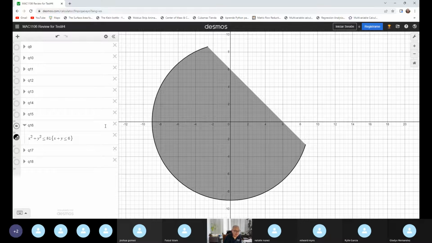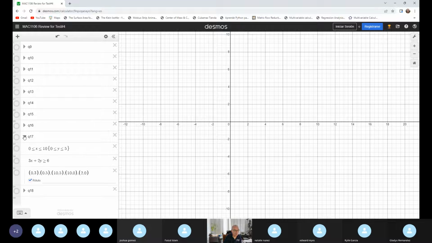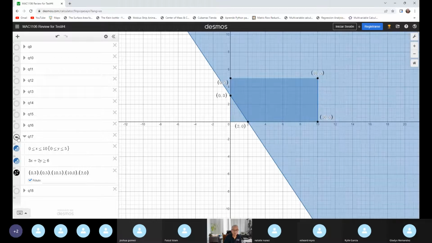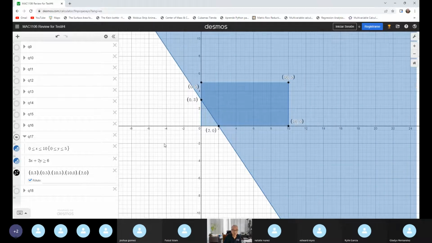Okay, 17 and 18 are the classical linear programming problems. Let's do 17. Remember, a linear programming problem contains constraints. In this case, we have 3 constraints. It's x in between 0 and 10, y in between 0 and 5. This is a rectangle. And 3x plus 2y greater than or equal to 6 is a line, no? It's a line. So you form a polygon.